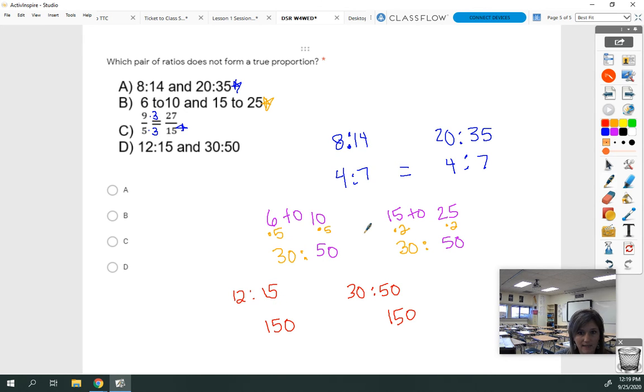Here I multiplied by 10. So 15 times 10 gives me 150. So I need to multiply here by 10. 12 times 10 is 120. Let's see if we can get the same math to happen over here. 50 times 3 gives me 150. 30 times 3 gives me 90. These are not true proportions. So the only one that is not a true proportion is D.